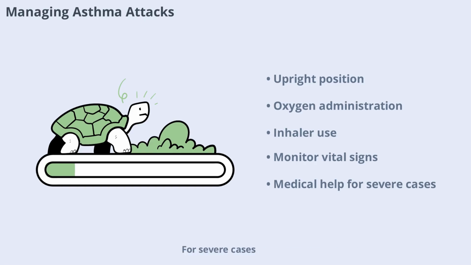For severe cases, intravenous salbutamol or hydrocortisone may be considered, and IM epinephrine can be used as a last resort. Oxygen should be given at 4 to 6 liters per minute, and vital signs monitored with a pulse oximeter, maintaining saturation above 90%. Seek medical help for life-threatening signs.